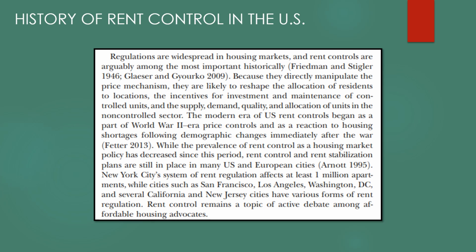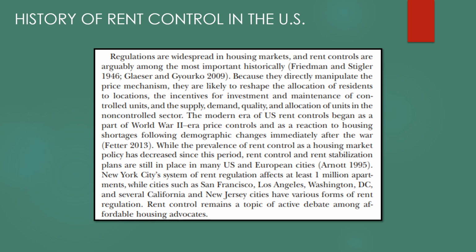So the history of rent control in the United States. Regulations are widespread in housing markets, and rent controls are arguably among the most important historically. Because they directly manipulate the price mechanism, they are likely to reshape the allocation of residents to locations, the incentives for investment and maintenance of controlled units, and the supply, demand, quality, and allocation of units in the non-controlled sector. So really what this means is that by manipulating the price, rent control is also going to reshape where people live, the incentive for people to invest in those properties, the maintenance of those properties, and the overall supply and demand and the quantity provided to tenants in the area.